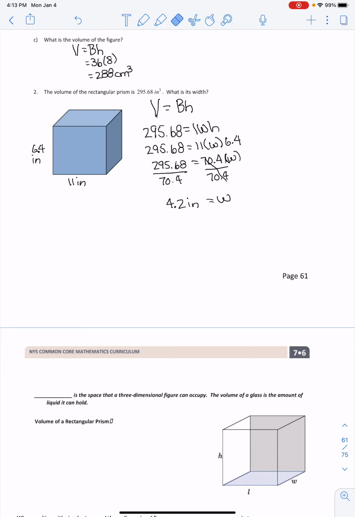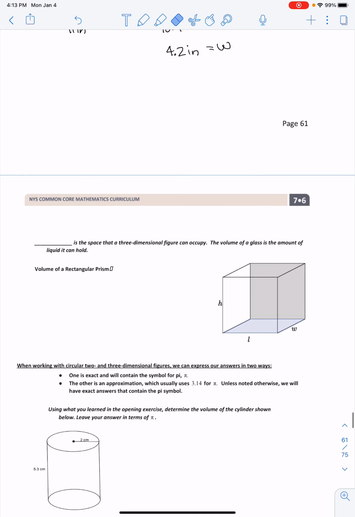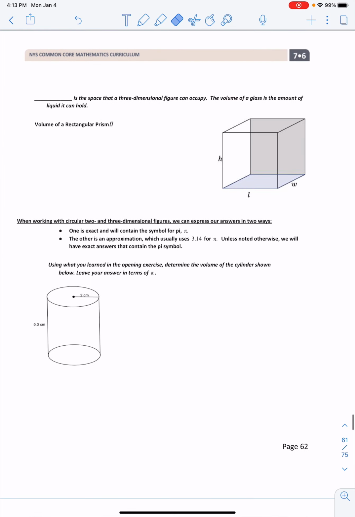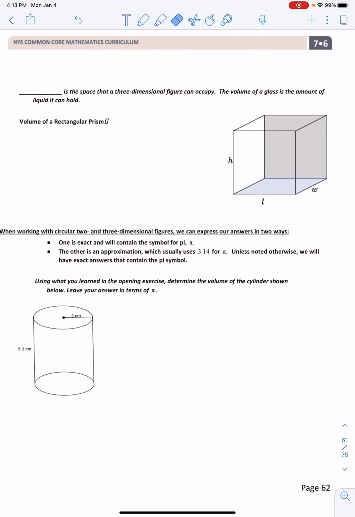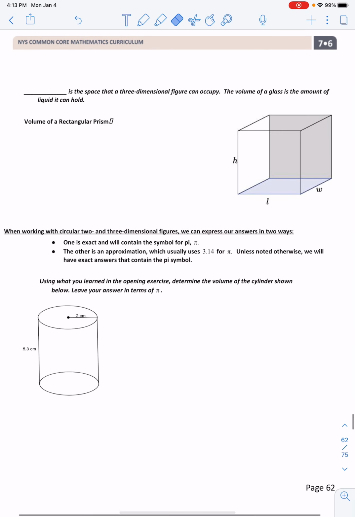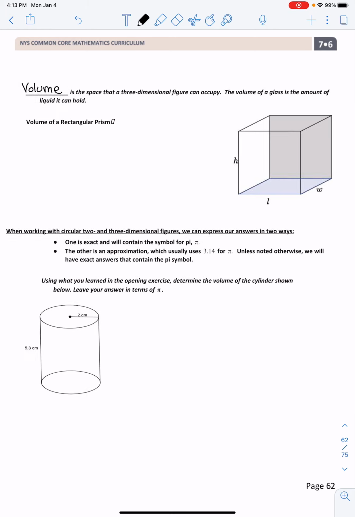Next, we have volume, which is the space that a three-dimensional figure can occupy. The volume of a glass is the amount of liquid it can hold. The volume of a rectangular prism is V equals capital BH, and that will also equal LWH.